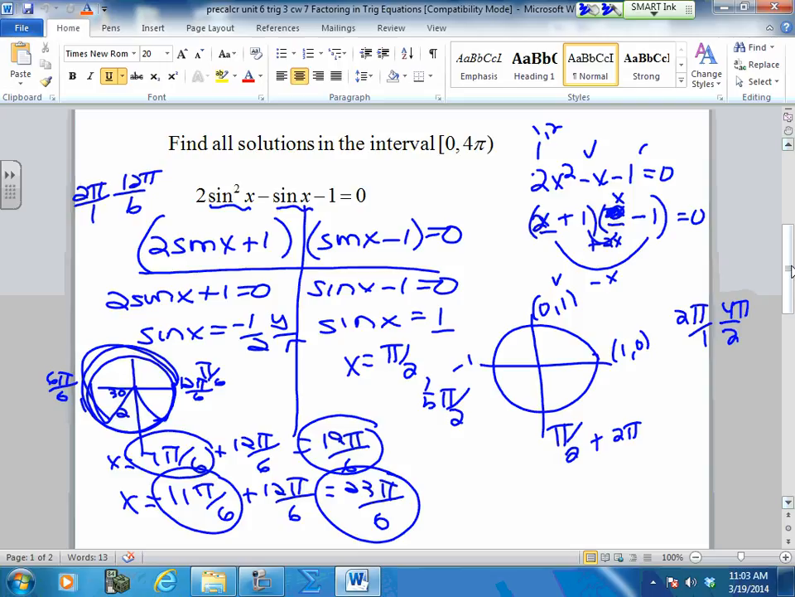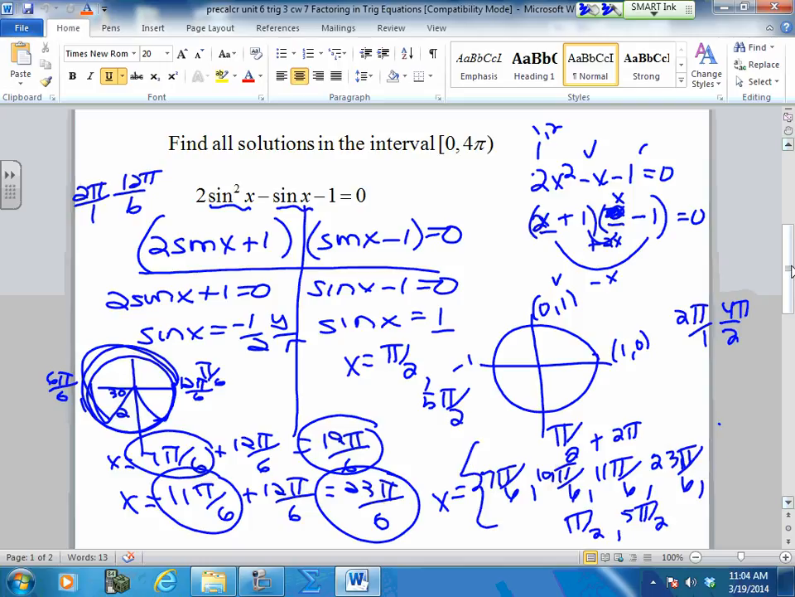So we actually have 7 pi over 6, 19 pi over 6, 11 pi over 6, 23 pi over 6, pi over 2, and 5 pi over 2. These are all my solutions to this problem. And you can easily check them in your calculator.